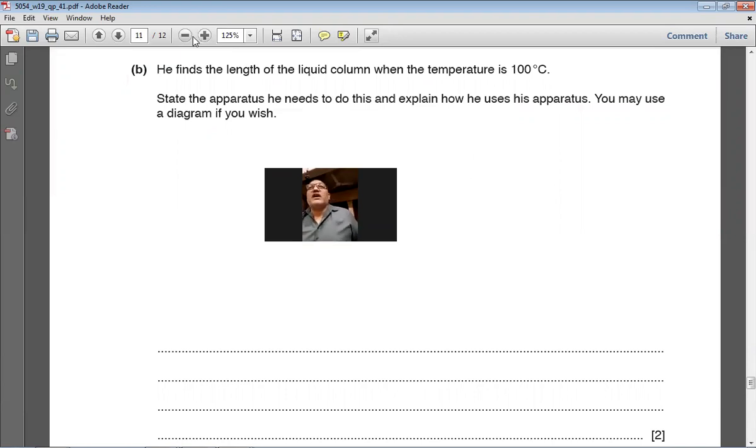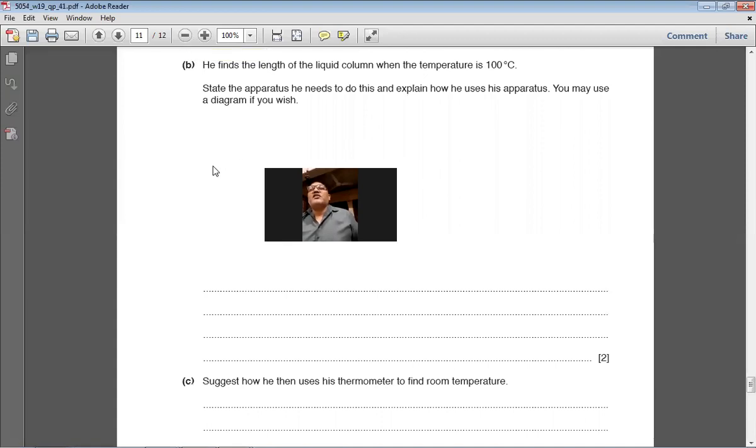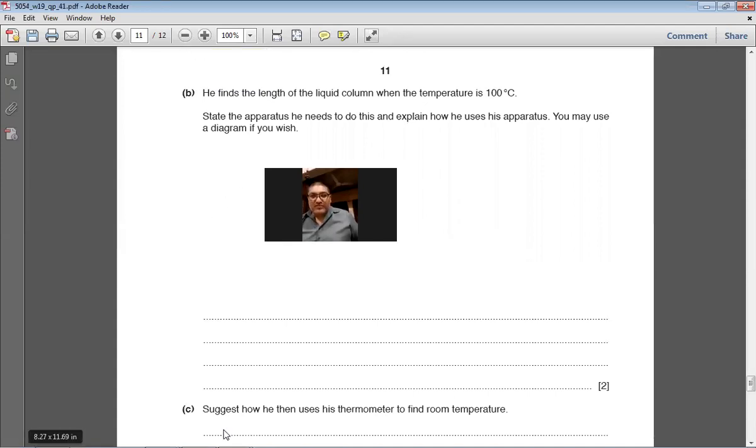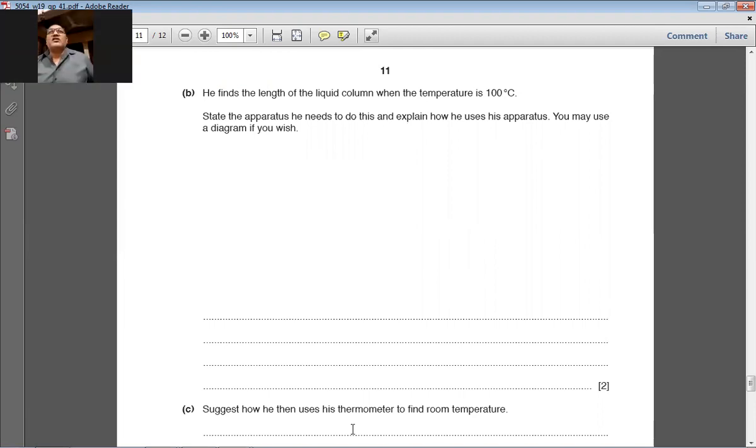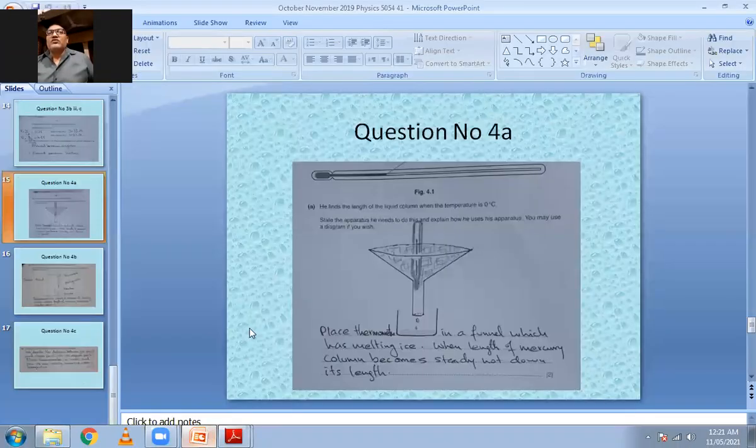It's a 2-mark question. Let me reduce the size. So it's a 2-mark question. It's the B part. And let me show you my answer. I have done this. So we want to find out the steam point.